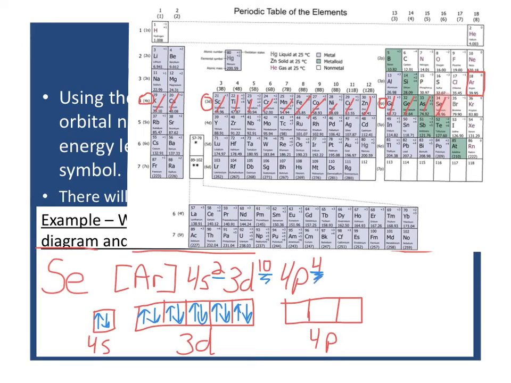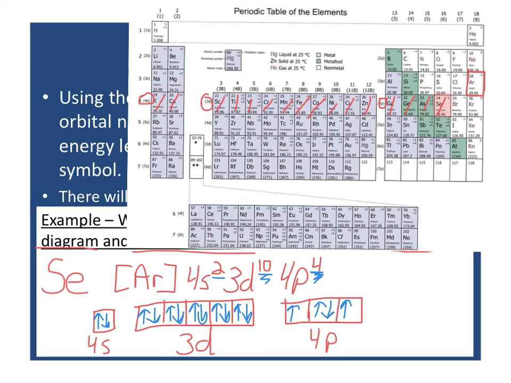4p has 4 electrons, half filling puts 1 in each box, and now this 4th electron can go in any of the 3 boxes. It does not matter. As long as you put it in one of those 3 boxes, and there's a total of 4 arrows, everything is right. So I'm going to put it in the middle box for fun. All right, so there is my orbital filling diagram.